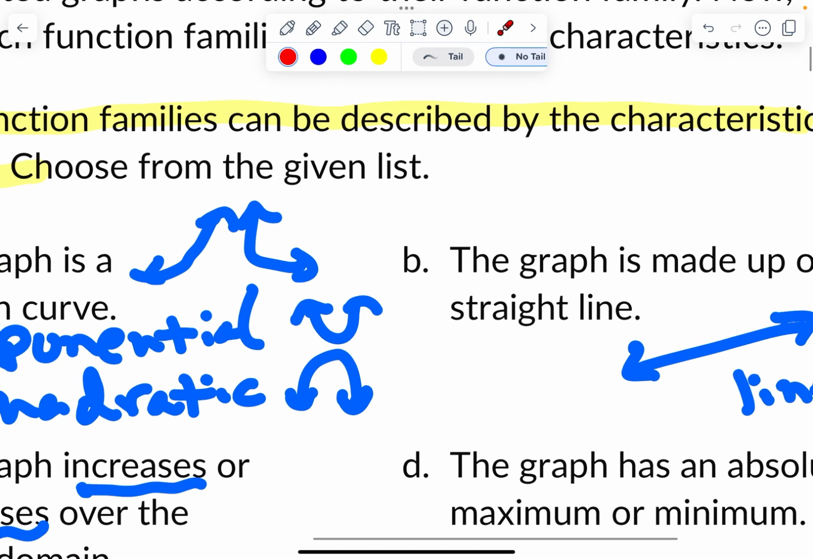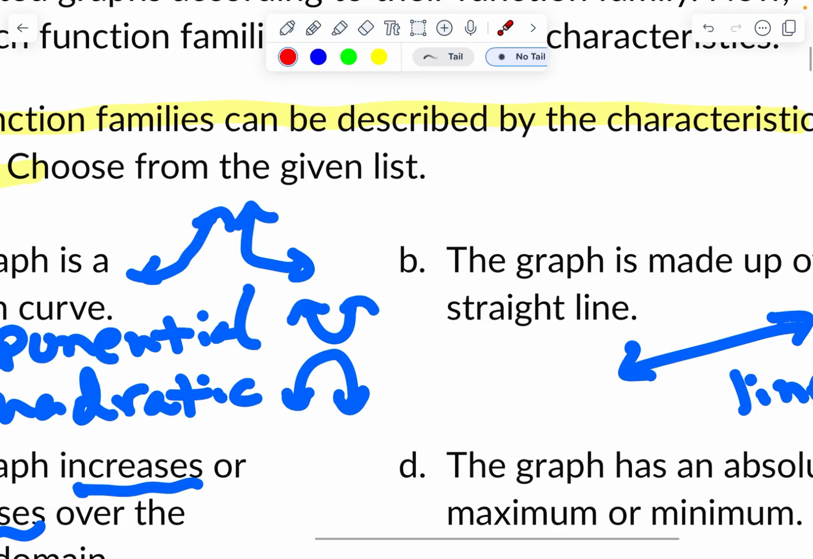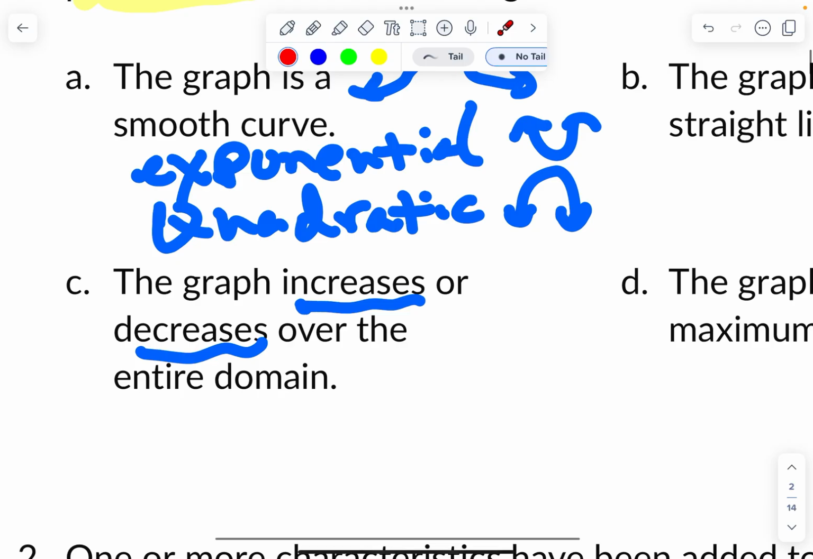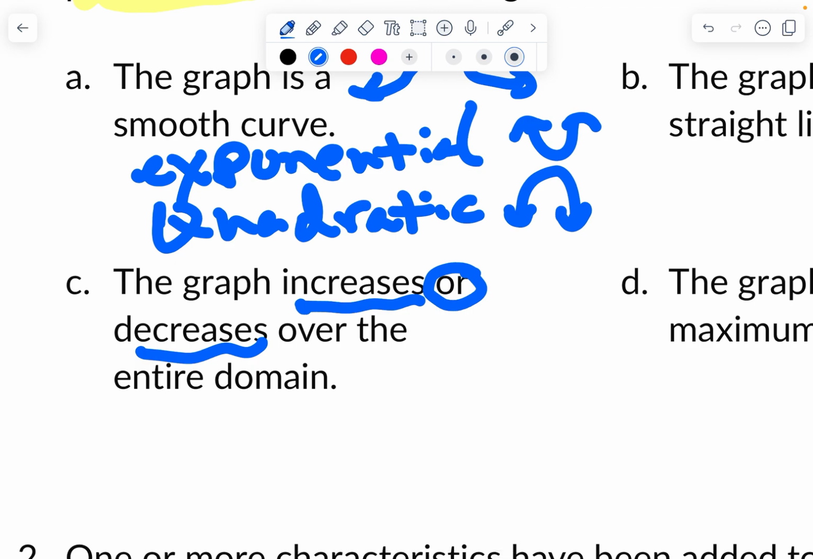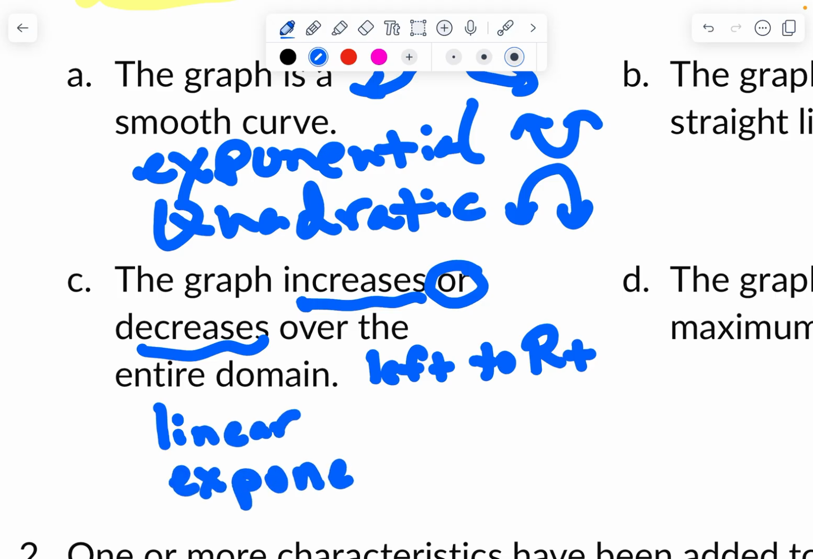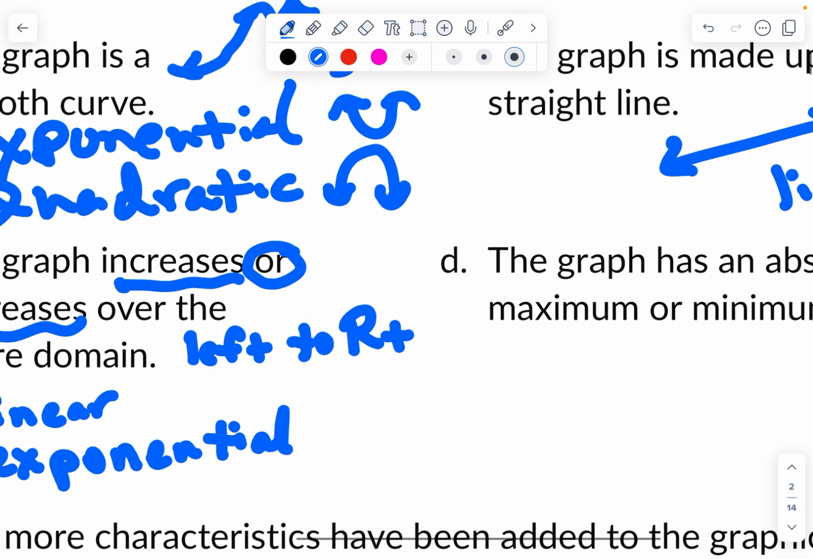So exponential, that one increases or decreases. Linear will either increase or decrease. So it could go up or you could have a line going down. But when you have a quadratic, it's either going to go down first and change directions and go up, or it will go up first, change directions and go down. This particular question says you've got to do one or the other. You can't do both over the entire domain, which means as you're moving left to right. And so the ones that only go one direction are going to be linear and exponential, because remember, quadratics go 2 directions. They go up and down.